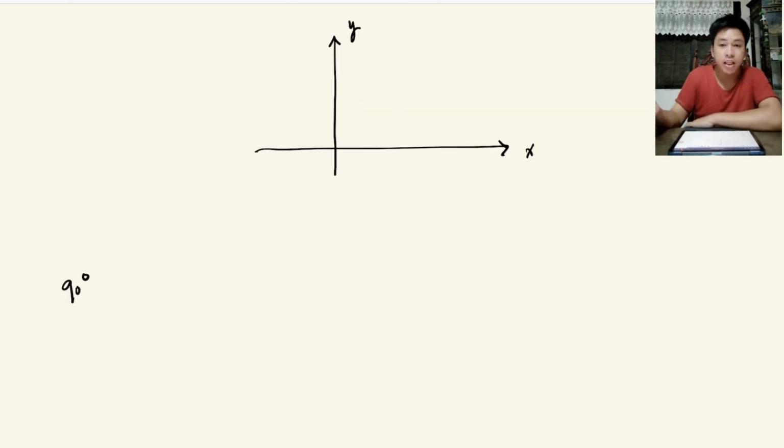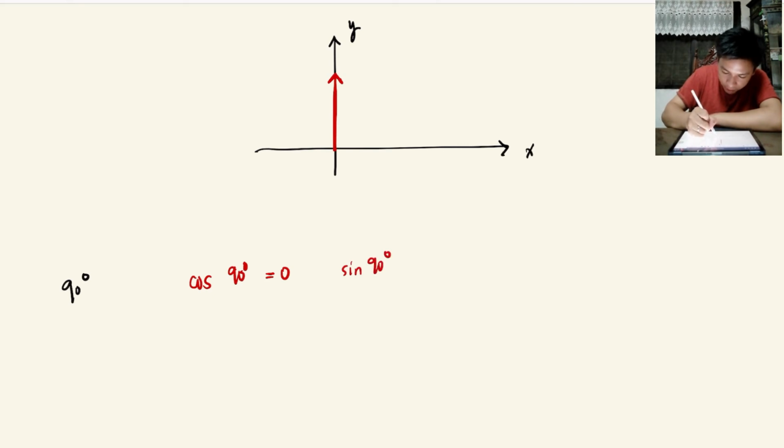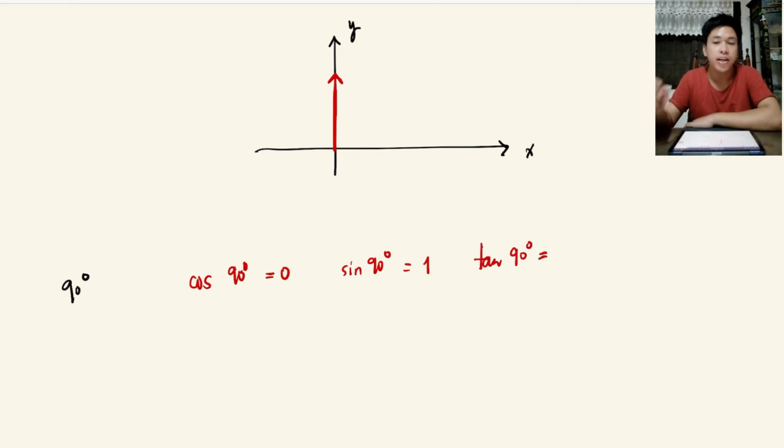So let's talk about 90 degrees. Now, in this case here, our ray is on this level, meaning to say that there is no horizontal distance from the origin, but there is a vertical distance from the origin. So our cosine of 90 degrees is 0, because there is no horizontal position from the origin, but our sine of 90 degrees here is 1. So question, what is our tangent of 90 degrees without using your calculator?